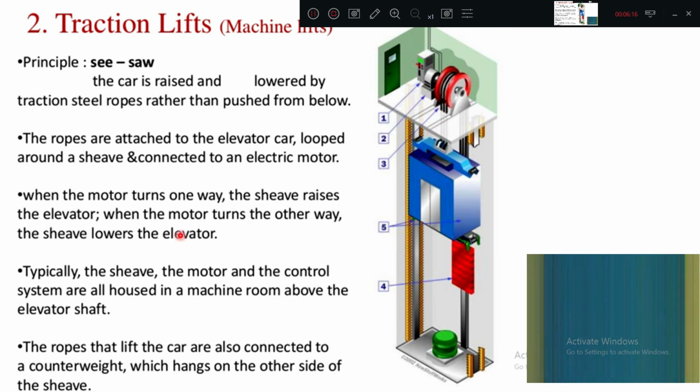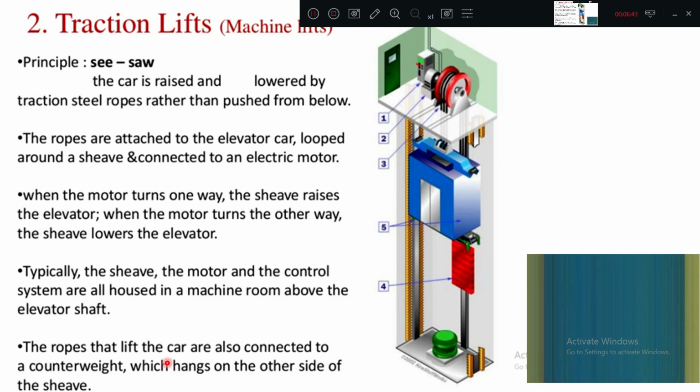One way. When the motor turns the other way, the counterweight will come upward and the car cab goes downward. Typically, the sheave, the motor, and the control system are housed in a machine room above the elevator shaft. So this motor, panel, circuits, everything is situated in this machine room, at the top of the elevator shaft.